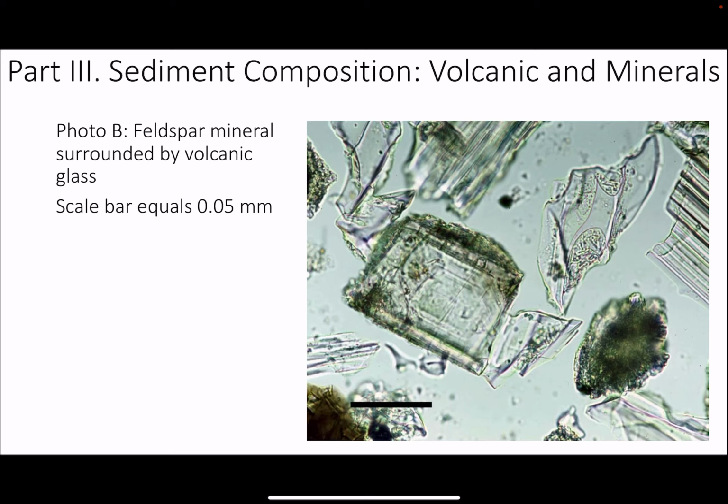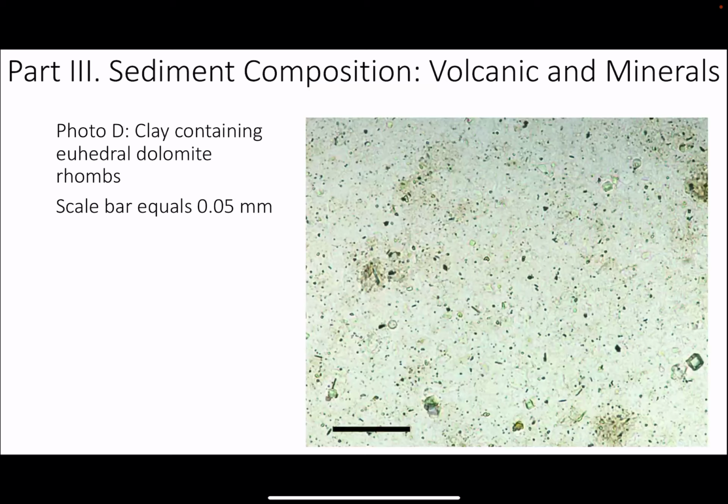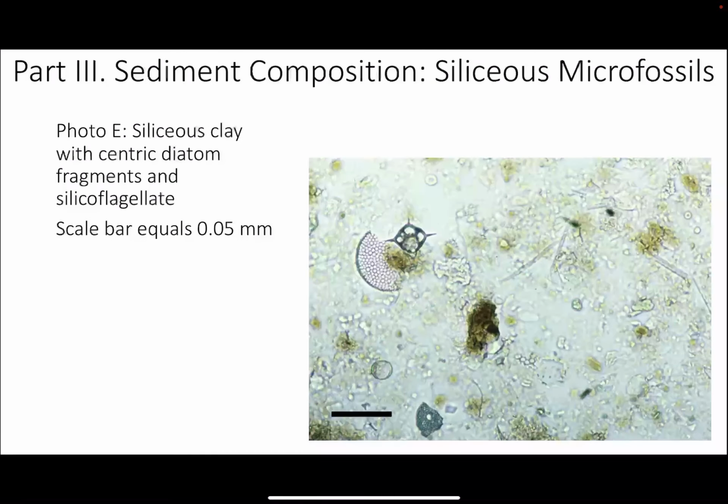So again, just some cool examples of what these smear slides look like so you can get a sense for the cores you're looking at. Here's silt minerals and some mica flakes. Clay. Not as exciting looking, but clay with some dolomite. And then here, this is where it starts to get a little more interesting because now you're seeing some biological examples. So here you've got some siliceous clay, and you've got some centric diatom fragments, and some silica flagellates.